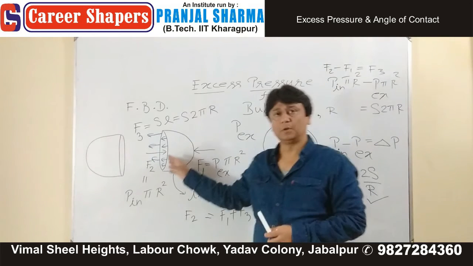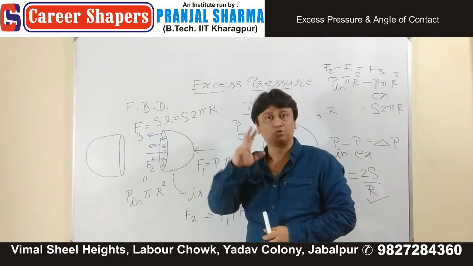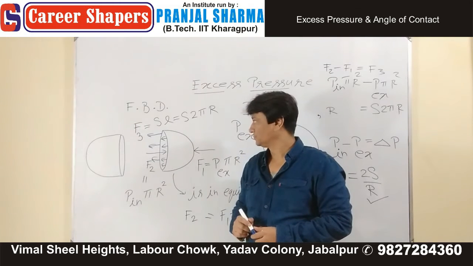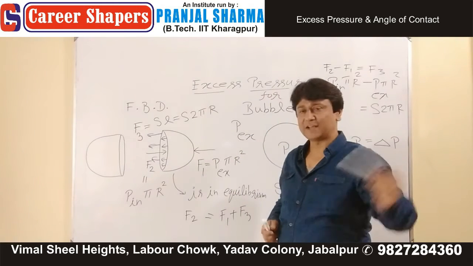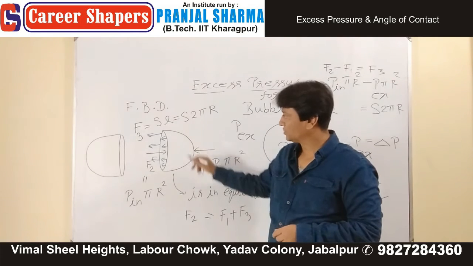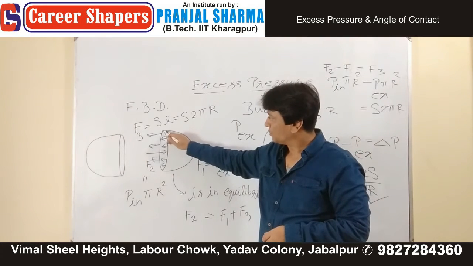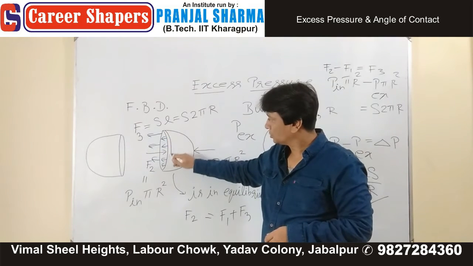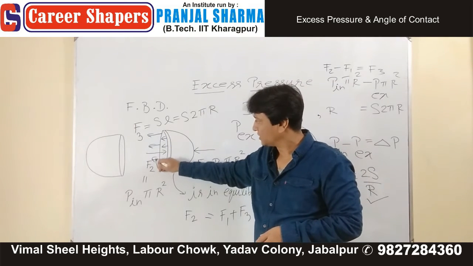If it's a soap bubble, then it has two surfaces. You can draw a separate free body diagram, separate figure, everything. I'll do that in this figure only. So there are two surfaces present.